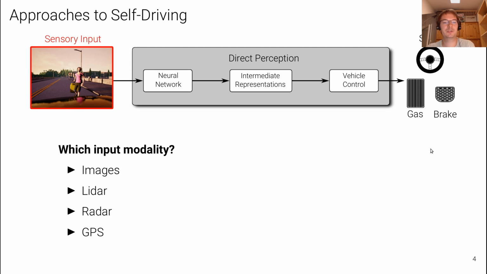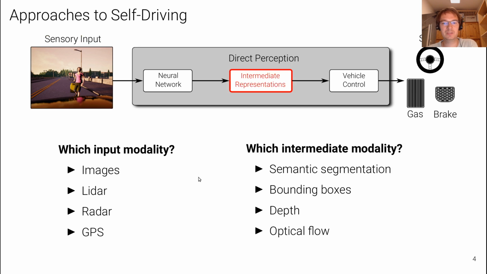Now, here we are in the workshop on multimodal learning, and there are some modalities to consider here. On one hand, there are the modalities of the sensory input, which could be images, LiDAR, radar, or GPS. We will not consider this part in this talk. We will simply consider an image-based input. But there's another modality that I want to argue is relevant here, which is the modality of the intermediate representation. And that's the focus of this talk.